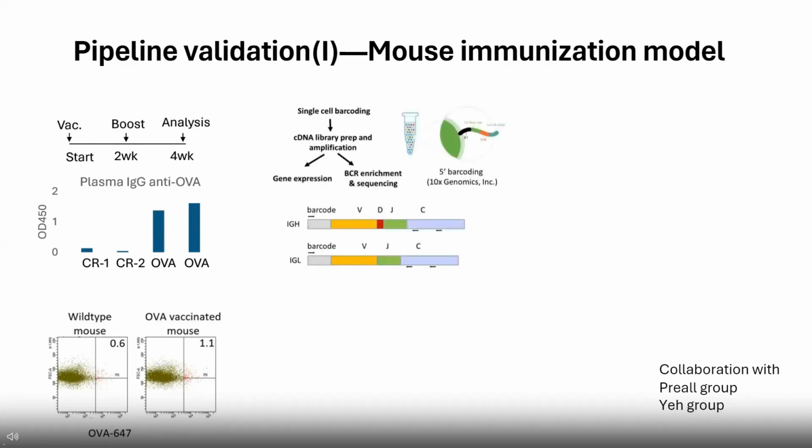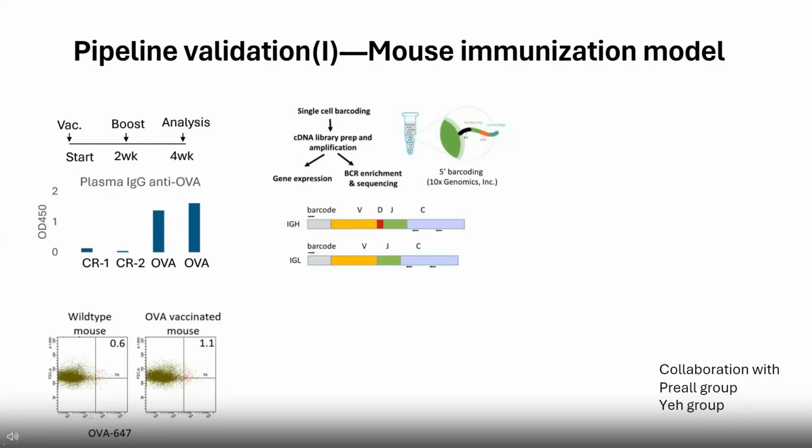This was back in 2017, when 10x had just initiated their Chromium 5' gene expression for human BCR, but they didn't have a mouse BCR yet. So working with our core facility, John Perez's group, we developed a mouse BCR sequencing method in combination with the 10x 5' barcode methodology. We designed a panel of primers targeting the constant regions of the mouse different isotypes, and also the heavy chain and light chain.